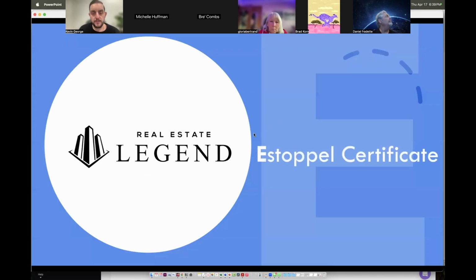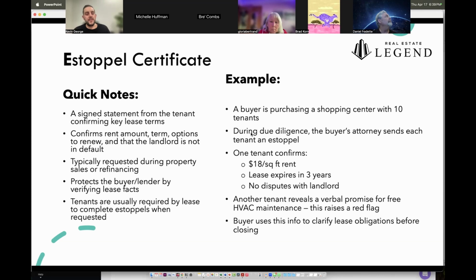Estoppel certificates. This is where the buyer is going to go to all the tenants. Let's say it's a shopping plaza or shopping center, and there's 10 tenants here. There's a Subway, there's a Verizon, there's a whatever, there's 10 businesses. I'm going to go one by one and make them sign an estoppel certificate, essentially saying, hey, there's really no issues here. I want you to confirm specific key lease terms, confirm the rent.